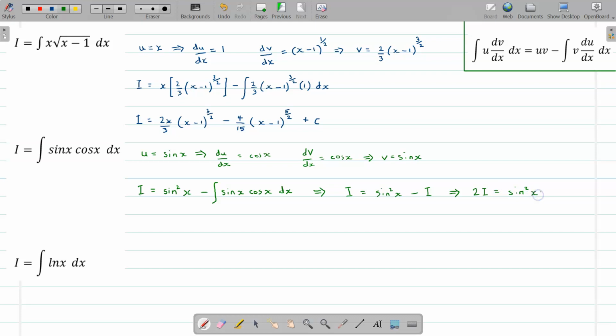Okay, and therefore I, the integral you want, is simply half sine squared x. So I equals sine squared x over 2, or a half sine squared x, plus c. All right, so really I'm going to just take that down here, because you can't leave that c out. So let's put it down here. So I equals a half sine squared x plus our constant of integration.